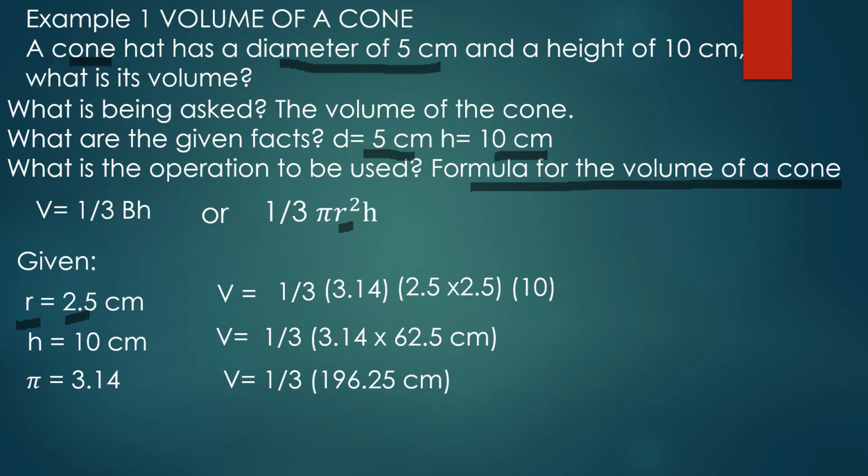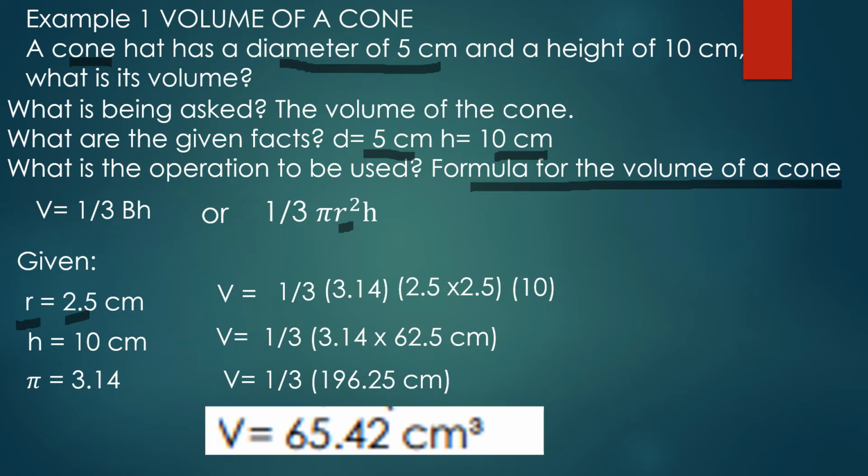3.14 times 62.5 is 196.25 cm. So, 1/3, or i-divide natin sa 3. So, volume is 65.42 cm cube. Ito na ngayon ang final answer. Dinivide natin itong 196.25 sa 3. So, this is now the volume of a given cone.